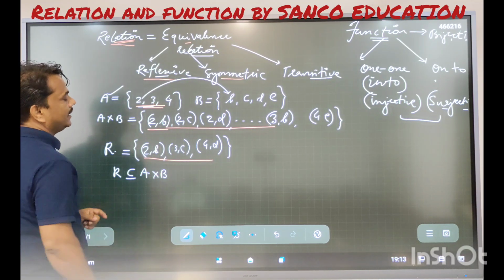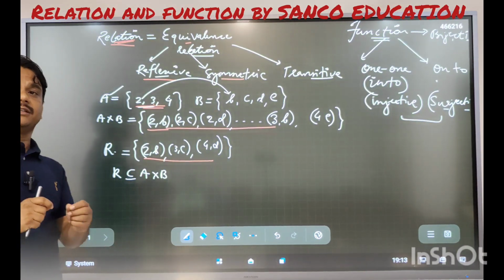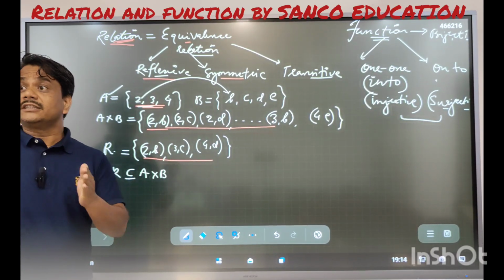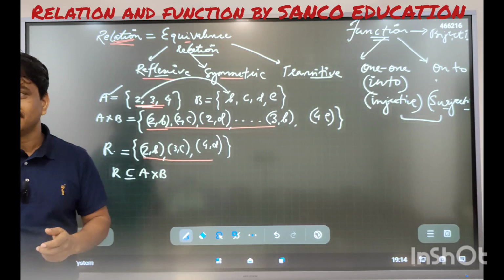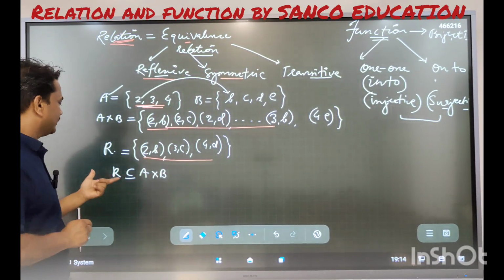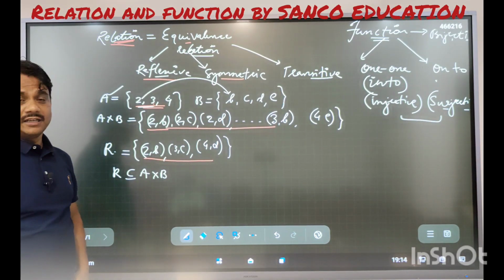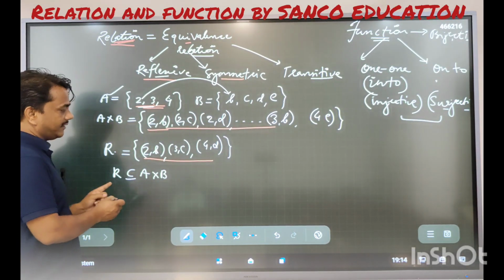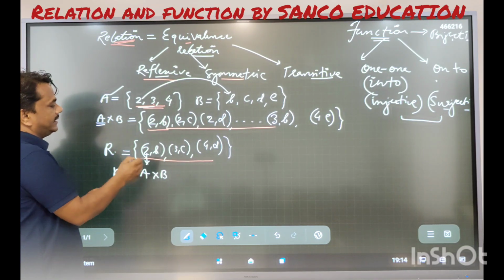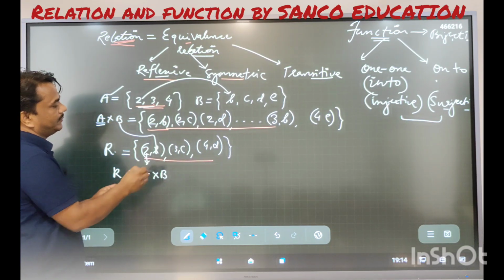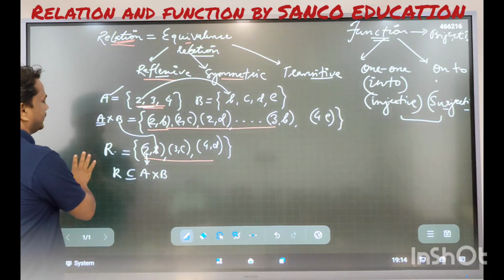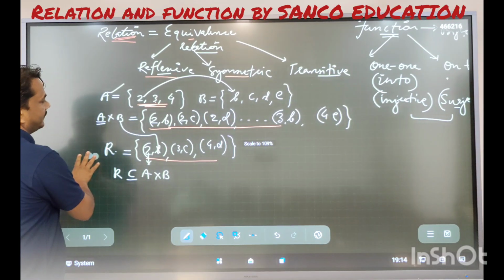And there will be some relation, some condition that could be followed by all elements. It means such a relation can also be made that will be followed by all the members. So this is the relation. In this relation we are taking the first element from the first set and the second element from the second set. So what is the definition of relation?